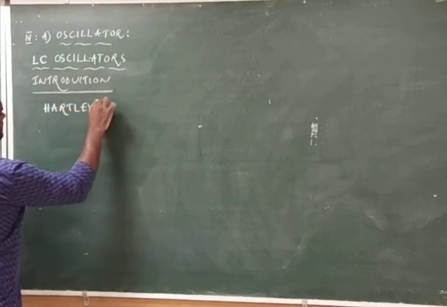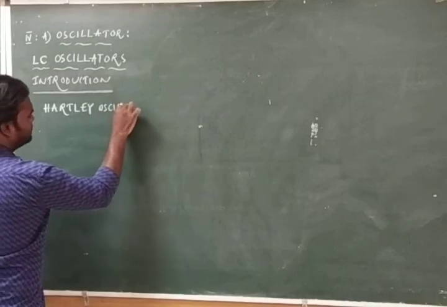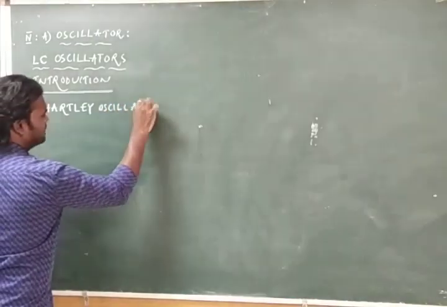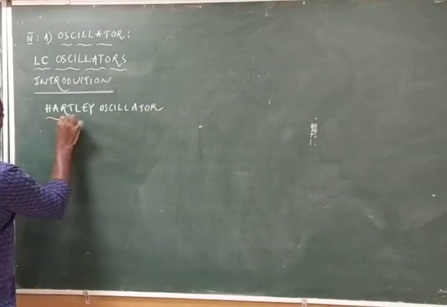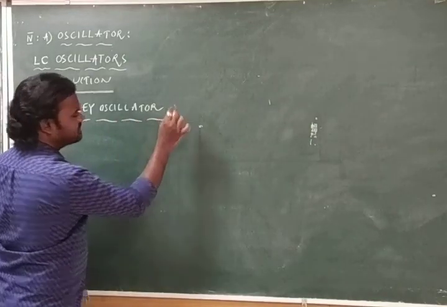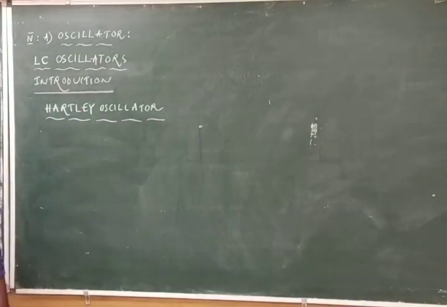Hartley oscillator. What is the oscillator definition? We can define it in two ways. An oscillator is an electronic circuit which converts DC to AC. Second, an oscillator is an electronic circuit which produces oscillations in the output at one desired frequency. That is named the frequency of oscillation.